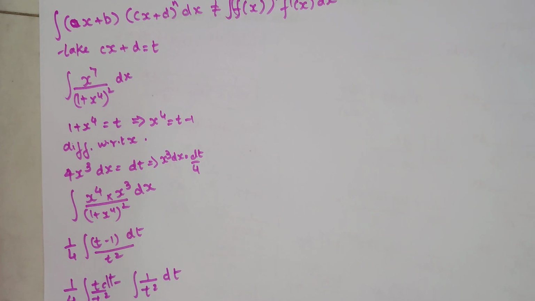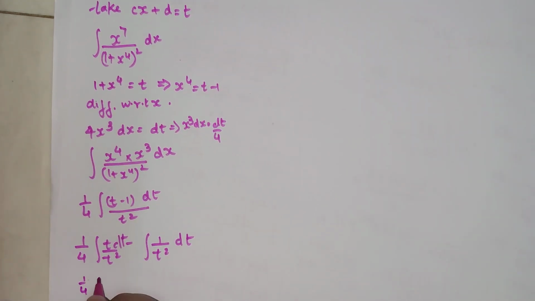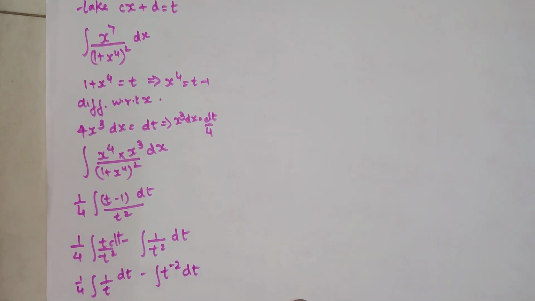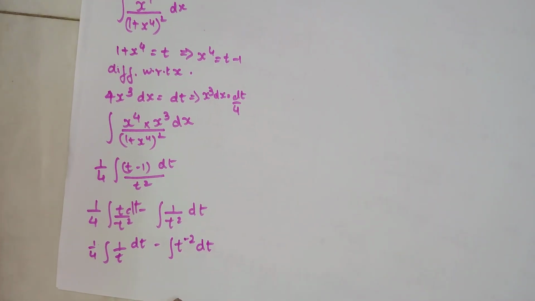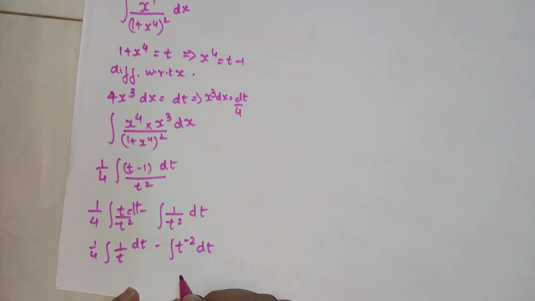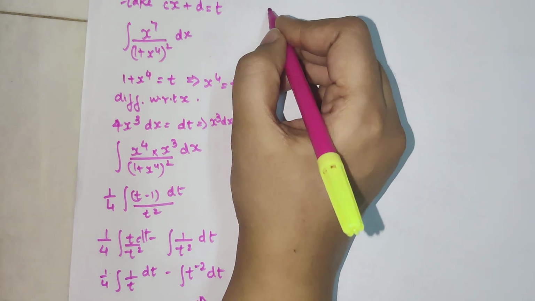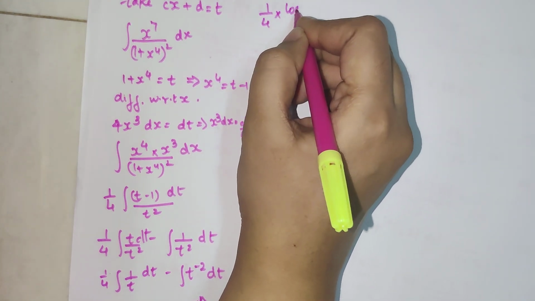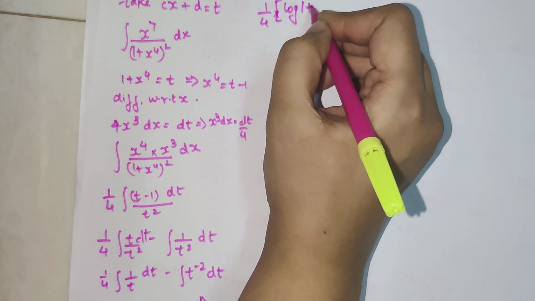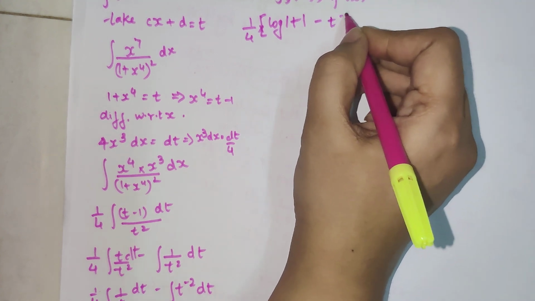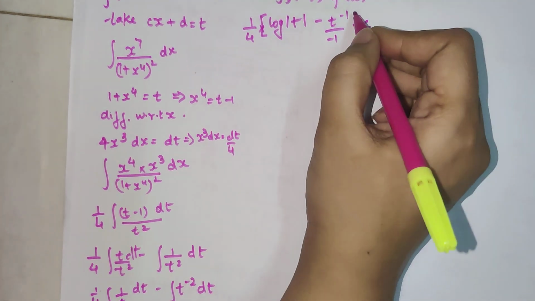Okay, so this will now change to 1 upon 4, 1 upon t dt minus, I can write this as nothing but t raised to minus 2 dt, correct? Why did I shift t raised to 2 to the numerator? Because when I do that, it is very easy for me to apply the formula of x raised to n. Okay, so now we can write our answer as nothing but 1 upon 4 into log mod t minus, t raised to minus 2 can be written as t raised to minus 1 upon minus 1, plus c.